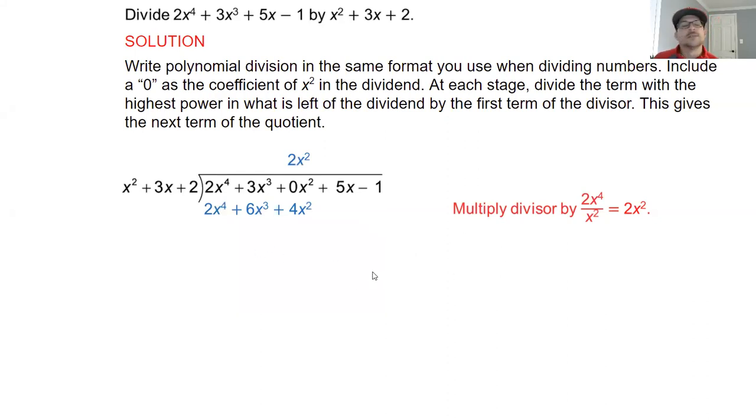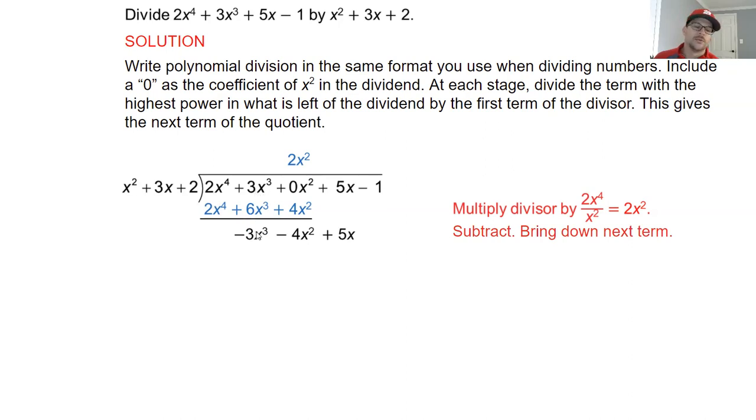And the first ones are the ones that are going to end up canceling out, because the next step is to then subtract. 3x to the third minus 6x to the third is your negative 3x to the third. 0 minus 4 is negative 4, and then 5 minus 0 is just 5, and then you're keeping all of your terms there.